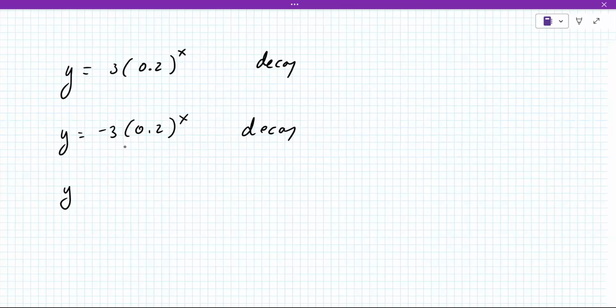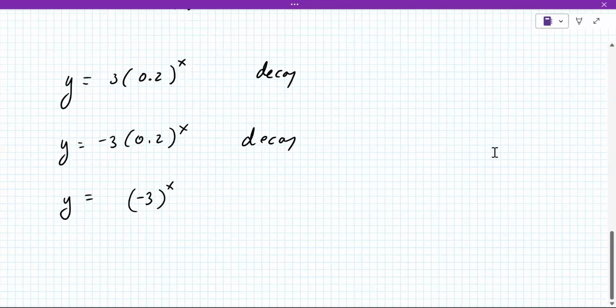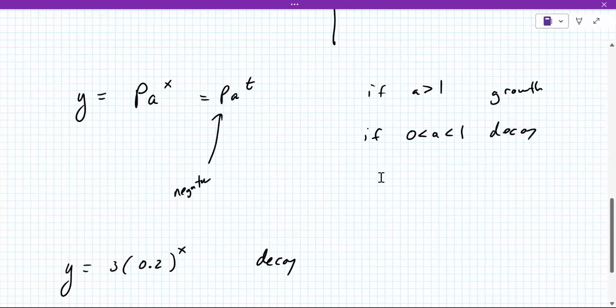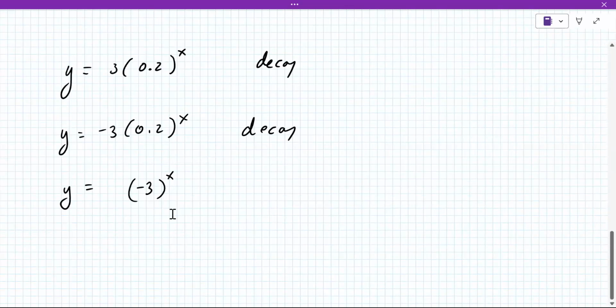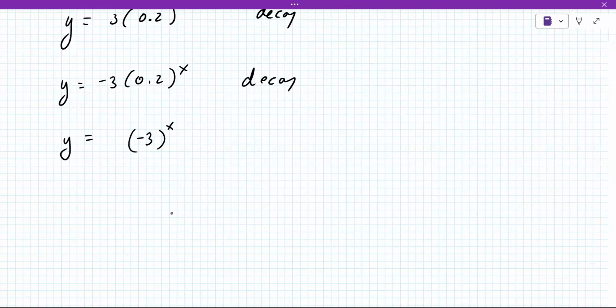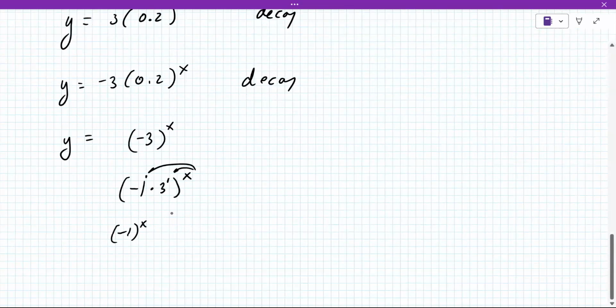Okay. What if it's like -3 to the power of x? Is that decay? Okay. Because it's less than 1. Good question. So really good question. Keep in mind that a is bounded between 0 and 1, so you have to sort of manipulate this. And we'll do that now. Negative 3 is really negative 1 times 3 to the power of x. And you can apply that exponent to both of these. So it becomes negative 1 to the power of x times 3 to the power of x.